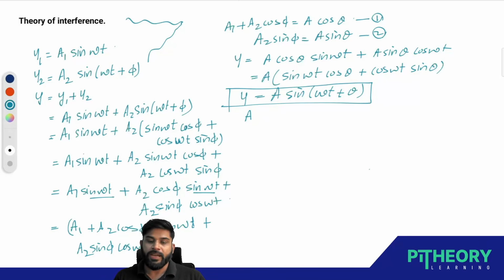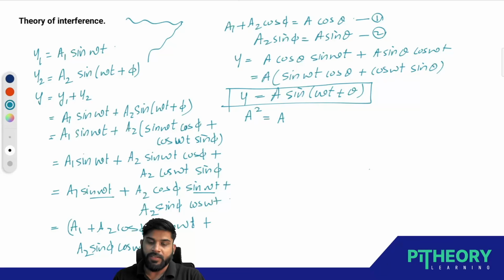Okay, you square and add these two equations, you'll be getting the resultant amplitude. And what would that be? On the right hand side, if you square and add, a square cos square theta plus a square sine square theta, you get just a square, because cos square theta plus sine square theta is 1. And that will be equal to what? The left hand side also you need to square and add, right?